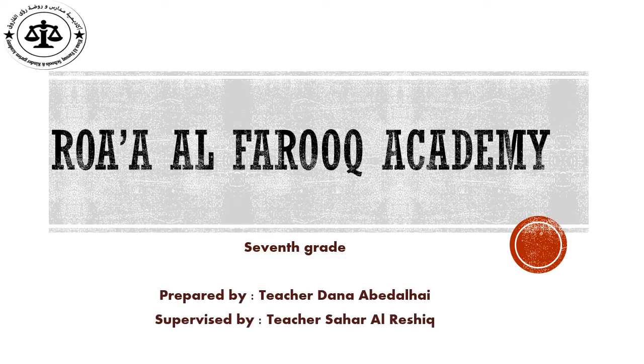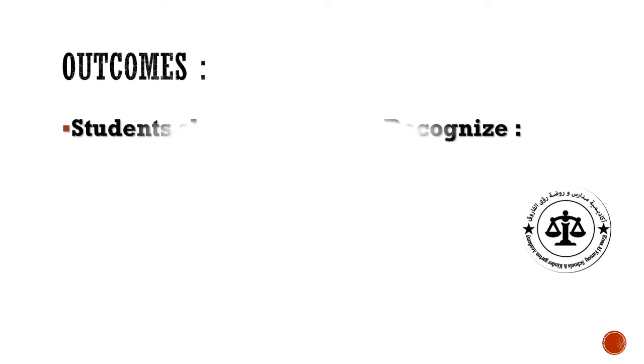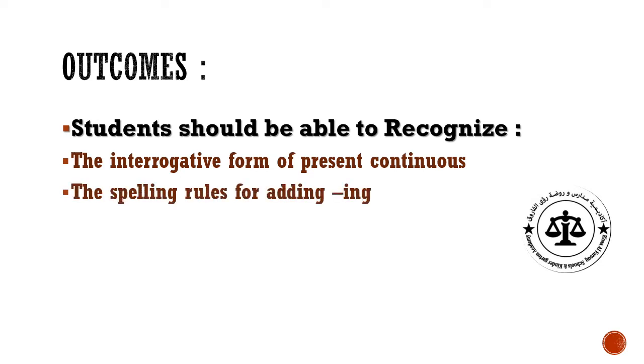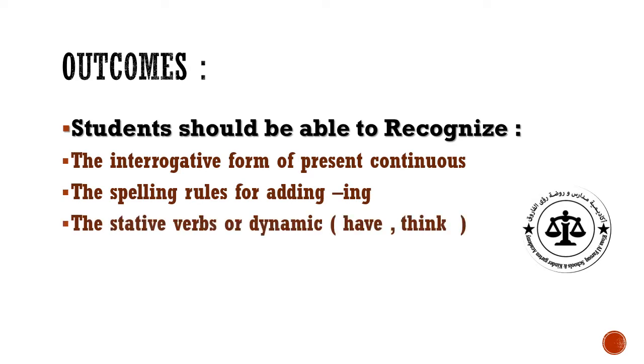Today we are going to complete our lesson about the present continuous tense. But before we start, let's show you the outcomes of our lesson. Students should be able to recognize the interrogative form of present continuous. How can we make questions by using the continuous tense? And what are the spelling rules for adding ing to the verbs? Then the stative verbs and dynamic verbs. And we have to recognize the verbs have and think.